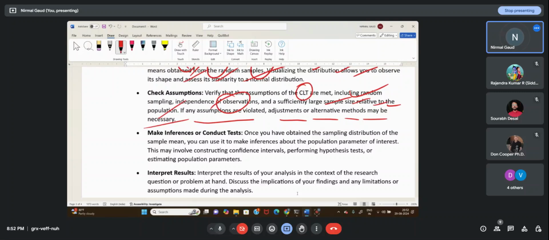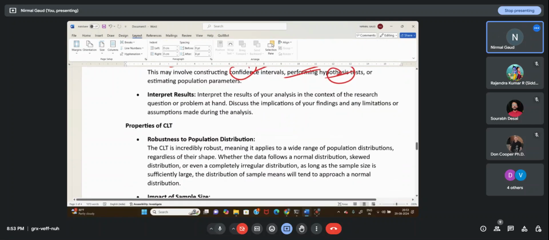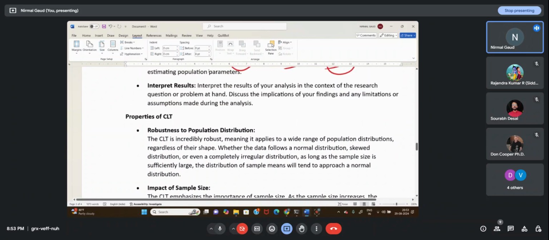Okay, fine. Here, conduct a test. Once you have obtained the sampling distribution of the sample mean, you can do the test: confidence interval, hypothesis testing. This is what I'm going to teach ahead. There are many kinds of tests we can do. So that is what the central limit theorem is. As the sample size increases, it is likely to be a normal distribution. That's what the CLT says.